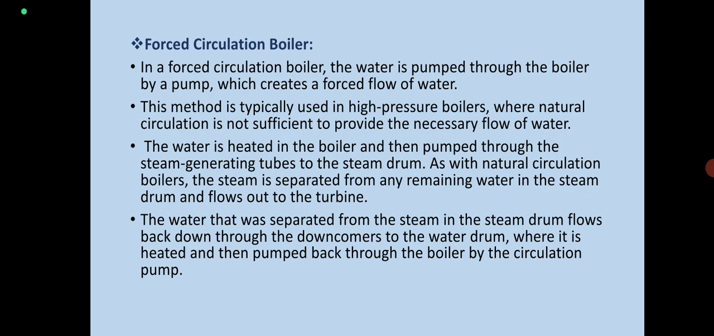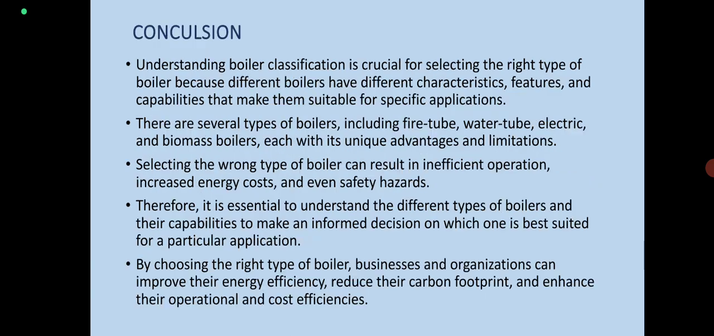As with natural circulation boilers, the steam is separated from any remaining water in the steam drum and flows out to the turbine. The water that was separated from the steam in the steam drum flows back down through the downcomers to the water drum, where it is heated and then pumped back through the boiler by the circulation pump.